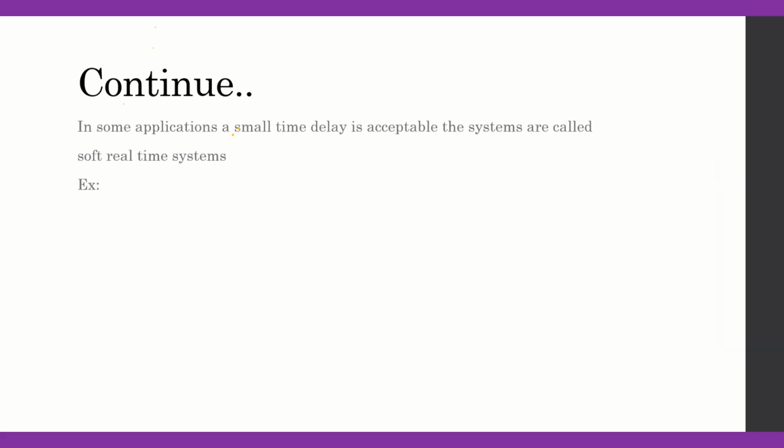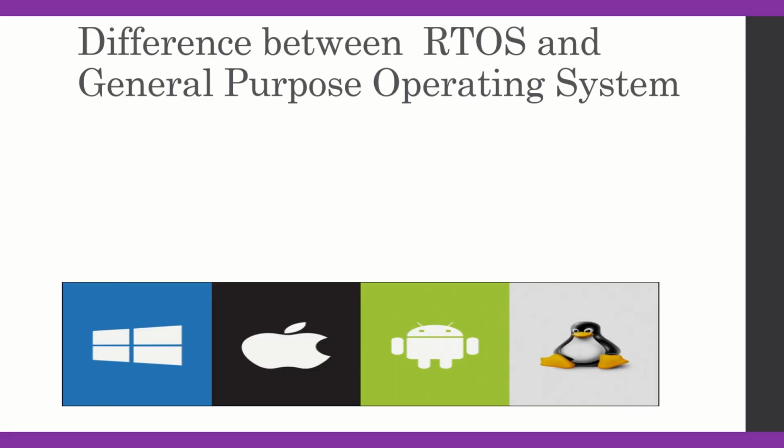In some applications, a small time delay is acceptable. These systems are called soft real-time systems. These are a few examples: temperature display system in a car, sending sensor data to a server, fuel level indicator. All these are examples of soft real-time systems in which a small time delay is acceptable.